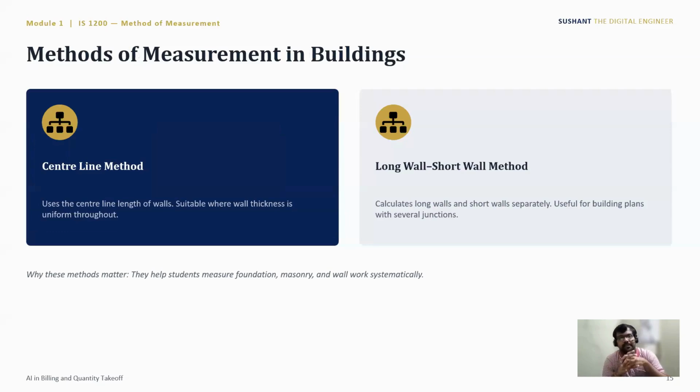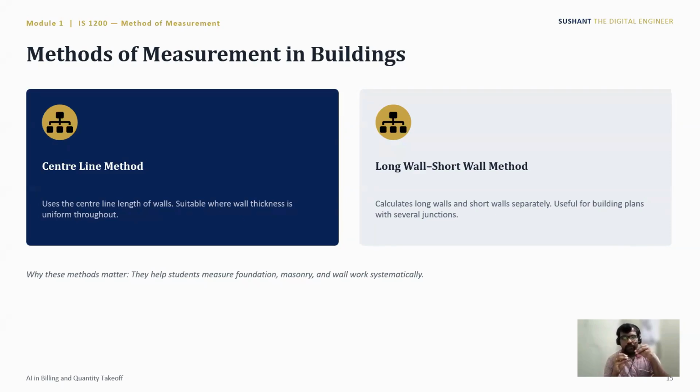Methods of measurement in buildings. We have discussed the center line method and the long wall short wall method. The center line method uses the length along the center line of the walls, and is suitable when wall thickness is uniform throughout. The long wall short wall method calculates the long wall and short wall separately, and is useful for building plans with several junctions. These methods are useful when the structure is load bearing.